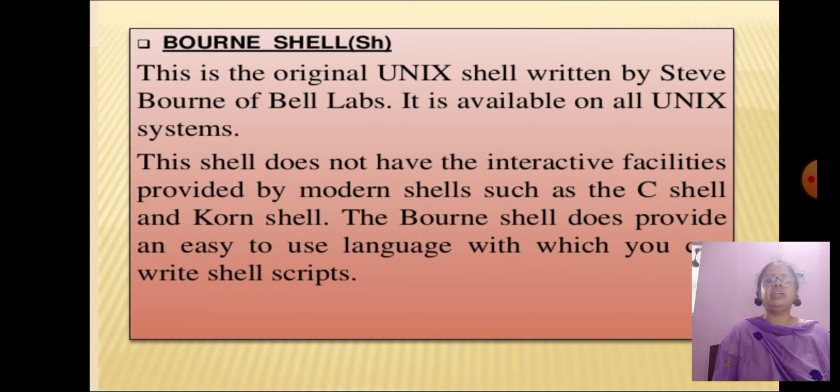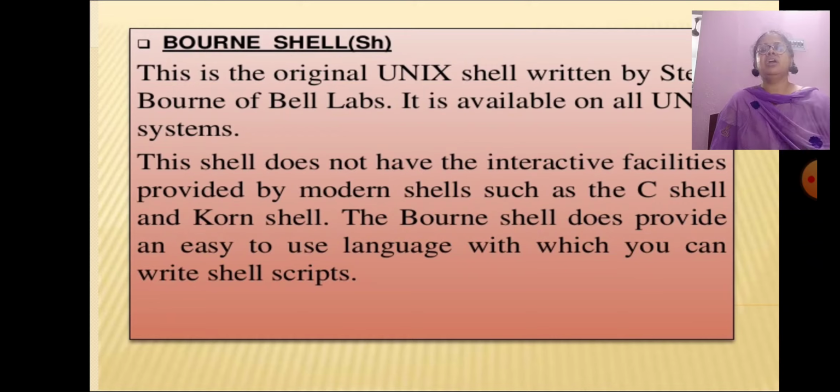It was also intended as a scripting language and contains most of the features that are commonly considered to produce structured programs. The shell does not have interactive facilities provided by modern shells such as C shell and Korn shell. The Bourne shell does provide an easy to use language with which you can write shell scripts.